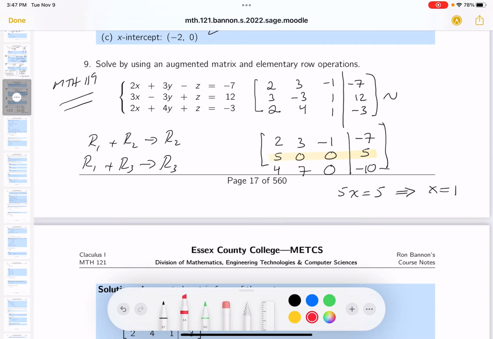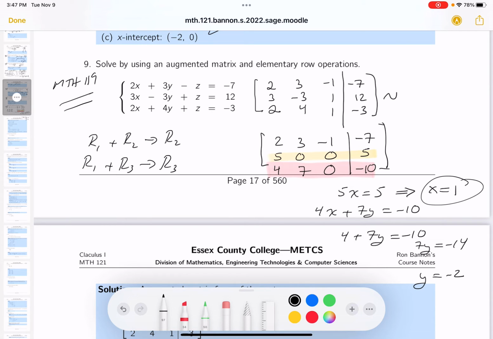And now what I'm going to do, I'm going to look at this row here, and I'm going to try to figure out what that says. And what does it say? That says 4x plus 7y is equal to minus 10. Now, if x is 1, that would be 4 plus 7y equals minus 10. Relatively simple equation. And what do you get? That would give you 7y equals minus 14. Wow, this is very convenient, isn't it? And y would equal minus 2.